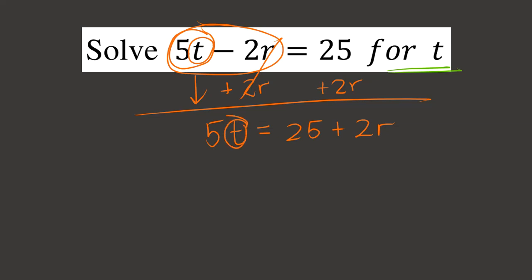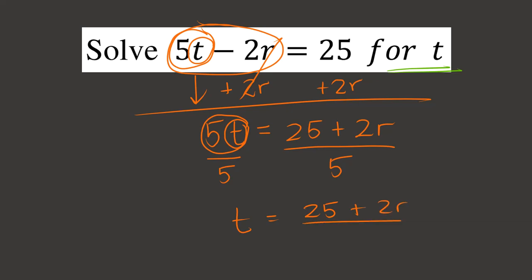Second step, the 5 and the t are being multiplied, so I'm going to divide to get t by itself. We will divide by 5 in this case, and we will get t equals 25 plus 2r over 5. If you want to write this a little bit differently, it is possible to simplify this fraction that has two numerators and one denominator. We could think about this as 25 over 5 plus 2r over 5. We're essentially writing those two fractions separately. And that could then be simplified to 25 divided by 5 is 5, plus 2r over 5.